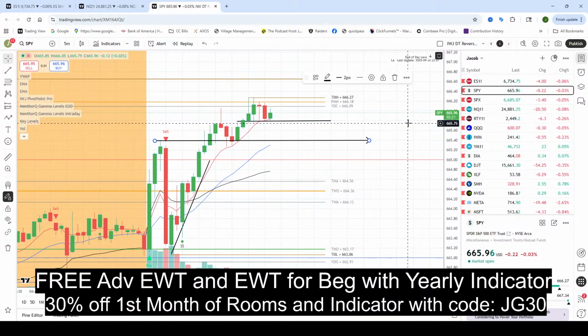NASDAQ's trying to turn this bar red. Let's see if ES can get on board. Come on.